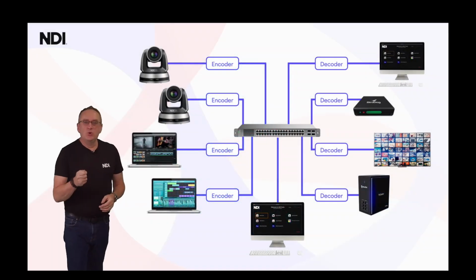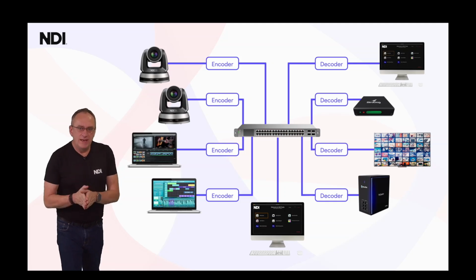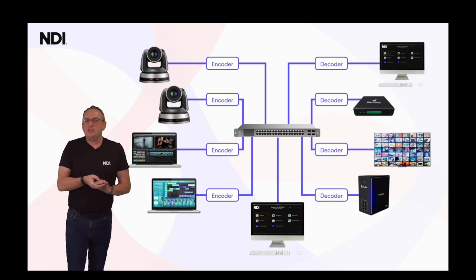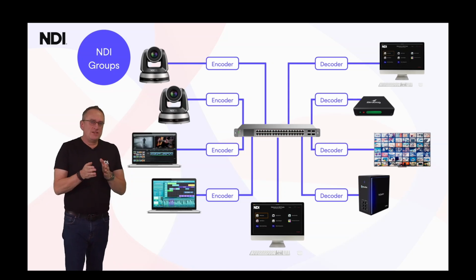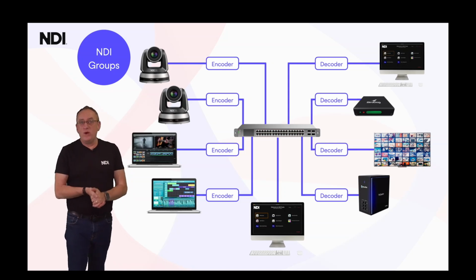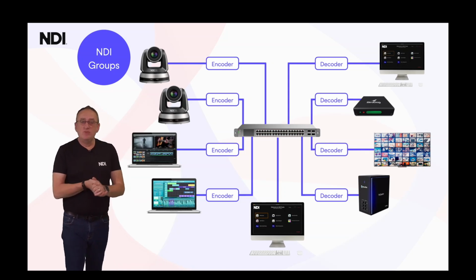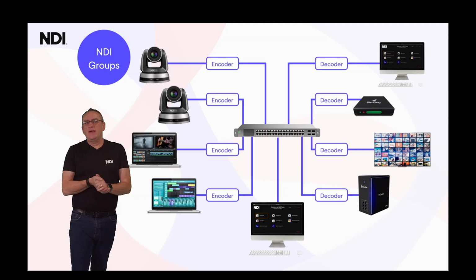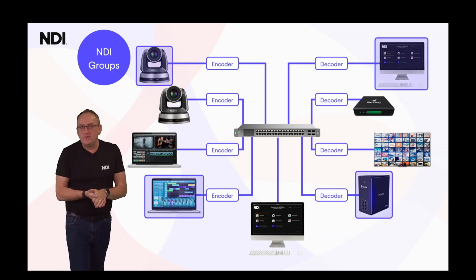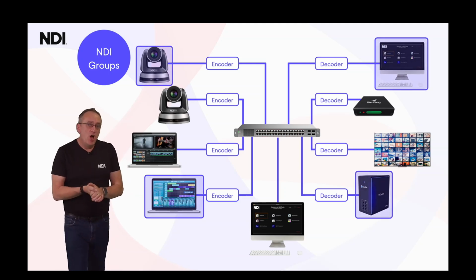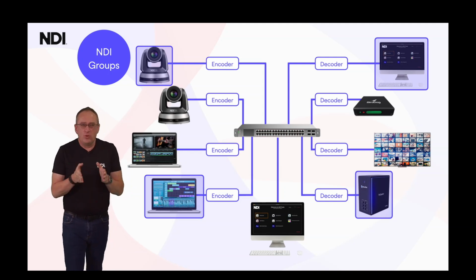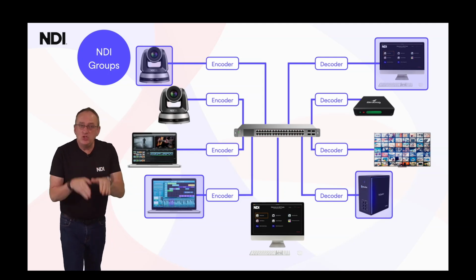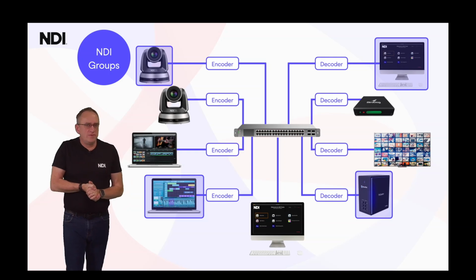In addition to automatic discovery and manual connections, NDI offers a feature called Groups, which provides a powerful way to manage which devices can send and receive streams within a network. NDI Groups allow you to create defined clusters of devices that are visible only to each other, therefore optimizing the workflow and reducing unnecessary network traffic.